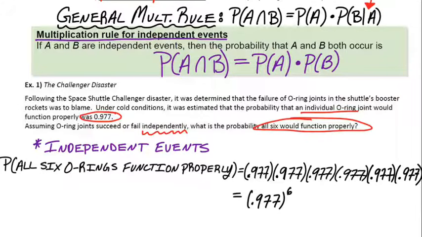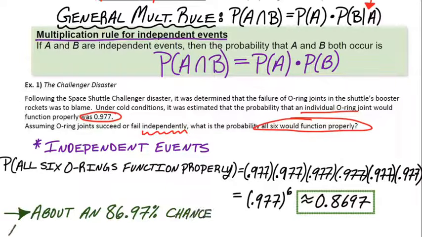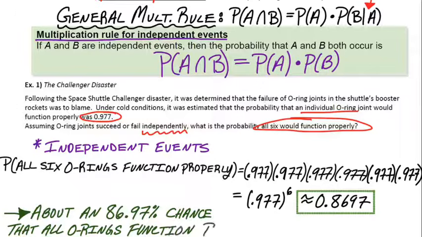So 6 O-rings, they all function independently. What's the probability that all 6 work at the same time? That's like the intersection here. Just multiply the individual probabilities. That's approximately 0.8697. So that's a little bit risky. To give it some context, that means there's about an 86.97% chance that all O-rings function properly.